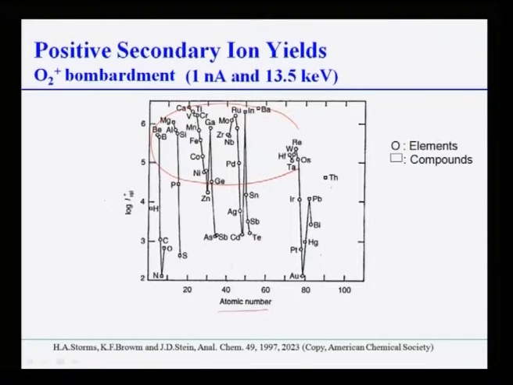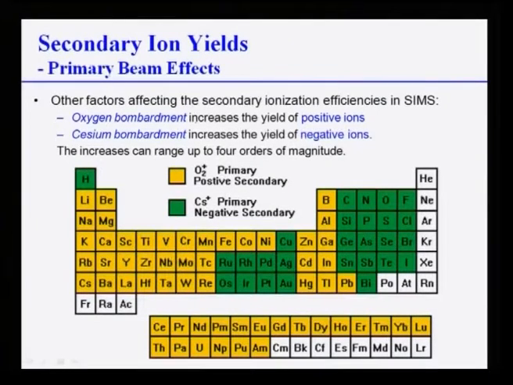So that is why Cs and O2 plus can complement each other as a primary beam to create a good yield of secondary ions. And this is what I am showing in a periodic table, secondary ion yields with different primary beams. The factors affecting the secondary ionization efficiency: oxygen bombardment increases the yield of positive ions, cesium bombardment increases the yield of negative ions, as you see.